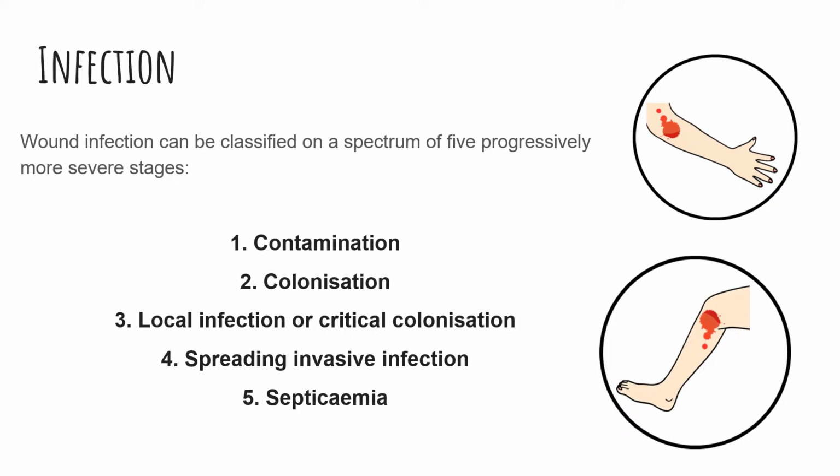4. Spreading invasive infection occurs when the bacteria overwhelm the patient's immune system and begin to invade and damage the surrounding tissue. Signs and symptoms of infection occur, such as erythema, pain, and purulent discharge. 5. Septicemia occurs when the infection spreads through the body via the bloodstream and causes systemic symptoms such as fever, chills, and tachycardia. In an infected wound, pathogenic organisms have invaded the viable tissue surrounding the wound.